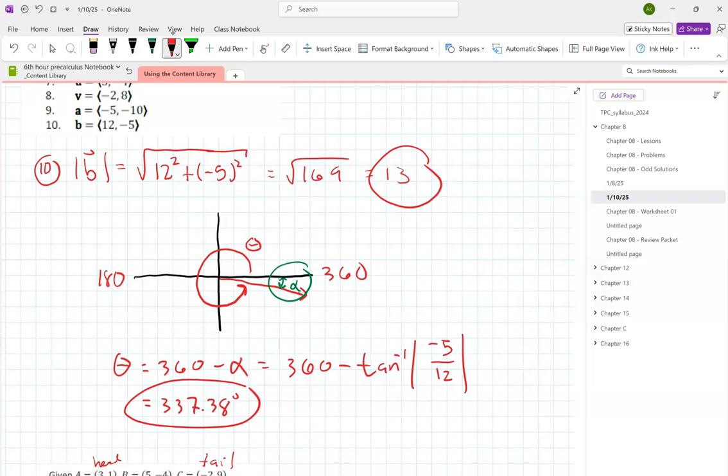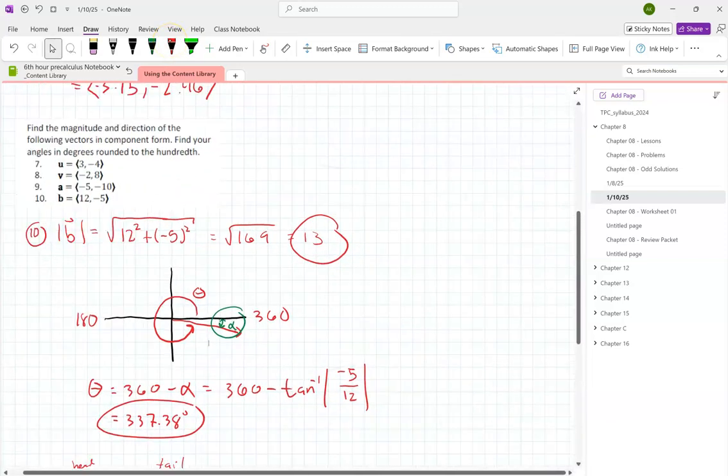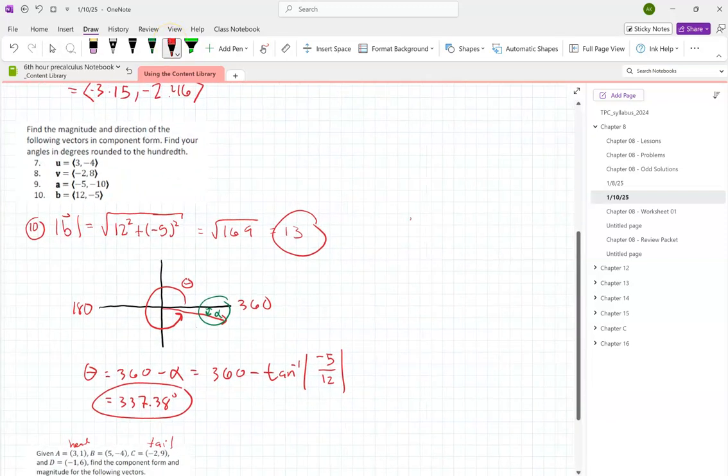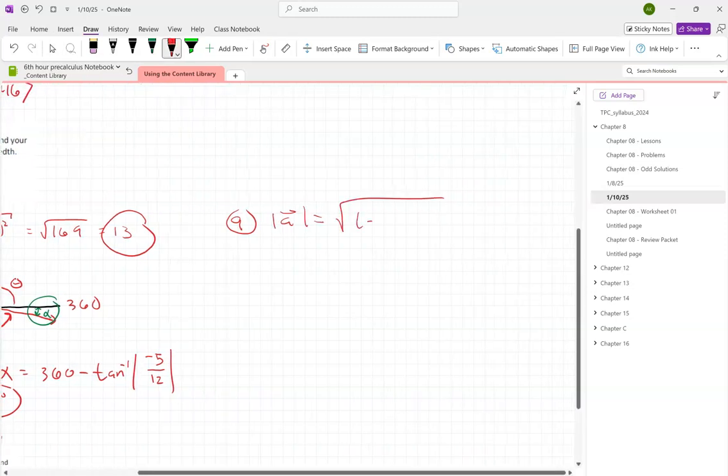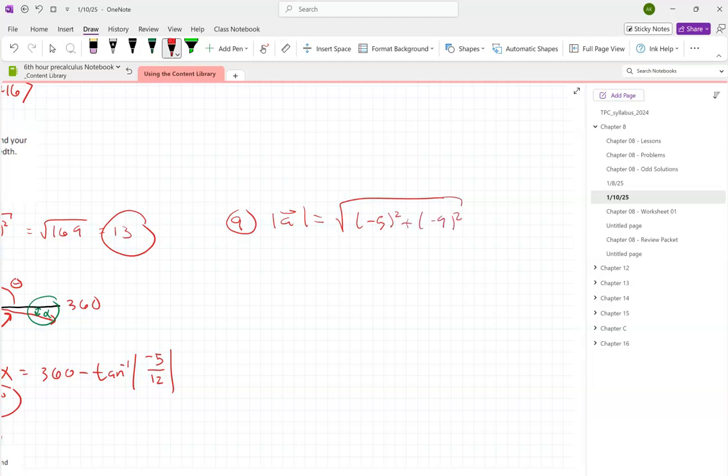Last call on questions. I think we've taken a good spattering of them. Jack? Can we do number 9? 9, sure. So 9 is 5, negative 12. So we'll start with the magnitude. And again, that's just going to be the x component squared plus the y component squared. So that's 25 plus 81, so that's 106.